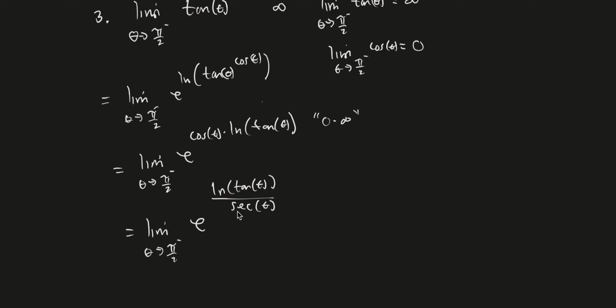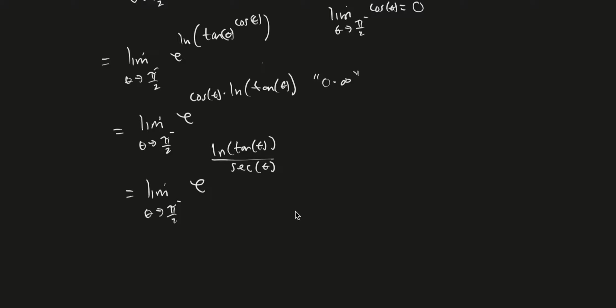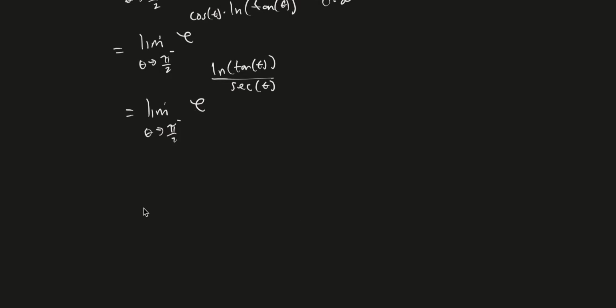And then what I'll do is go ahead and now have the limit in front of this. Again, because the e is a constant that never changes, and by continuity, actually what we're doing there is using the fact that the exponential function is always continuous. So we have the limit as theta approaches pi over 2 minus of ln of the tangent of theta over the secant of theta. All right, so this is now the form that we needed. It's infinity over infinity.